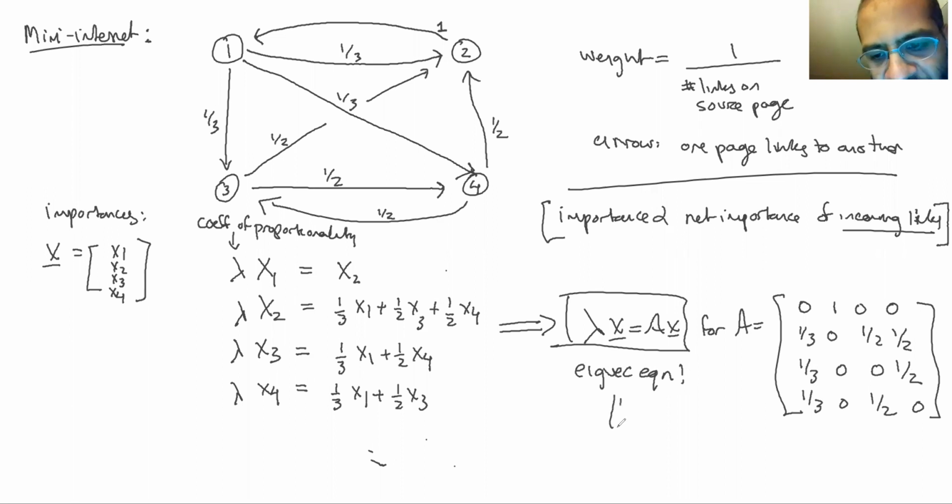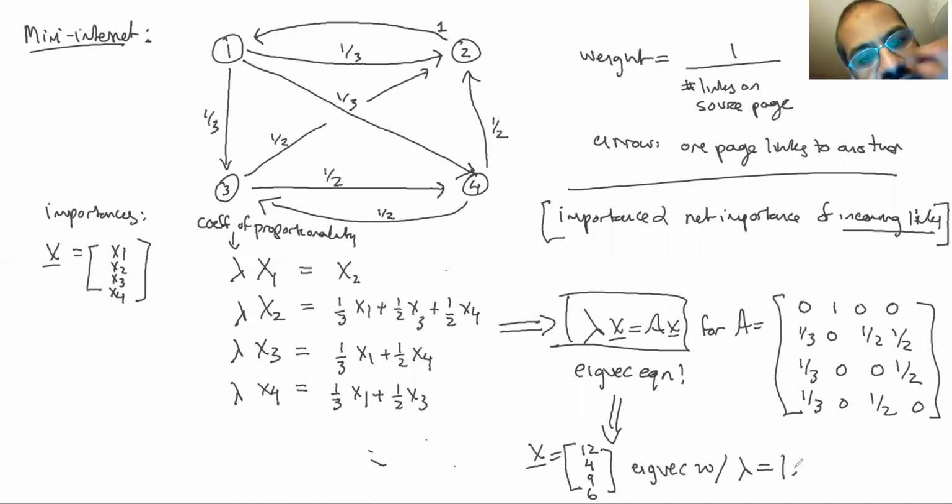And so you can solve this, and you get that actually the following vector is an eigenvector. It's the vector 12, 4, 9, 6. This is an eigenvector with eigenvalue lambda equals 1. You can solve this using the techniques we learned in this course. And the point is, this gives you some ranking of the web pages in terms of how important they are.